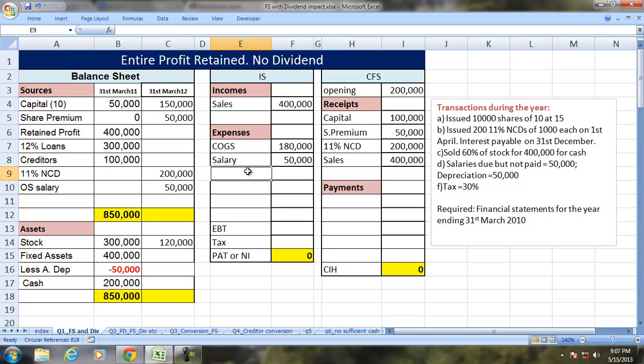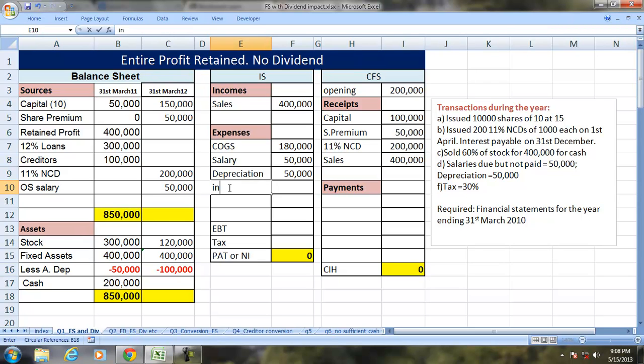Depreciation for the period. Depreciation for the period is a reduction in the value of the asset to the extent of 50,000. No cash flow, but the accumulated depreciation will increase to the extent of 50,000. Accumulated depreciation will now become 100,000, and no change in the fixed asset. Fixed asset remains at 400. Depreciation is for the period, and accumulated depreciation is up to the period.